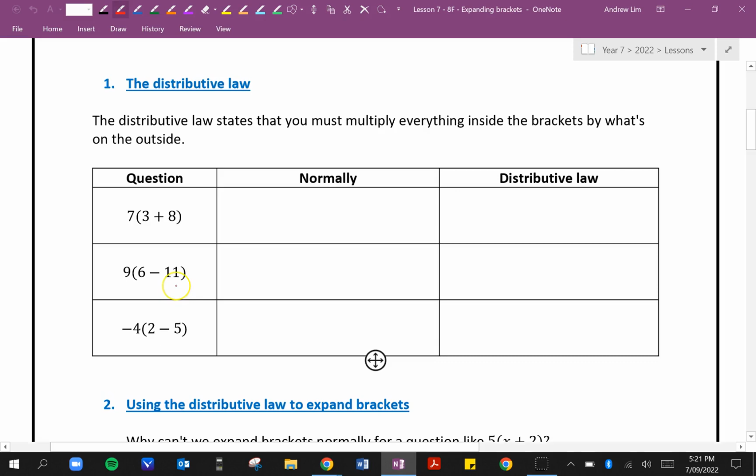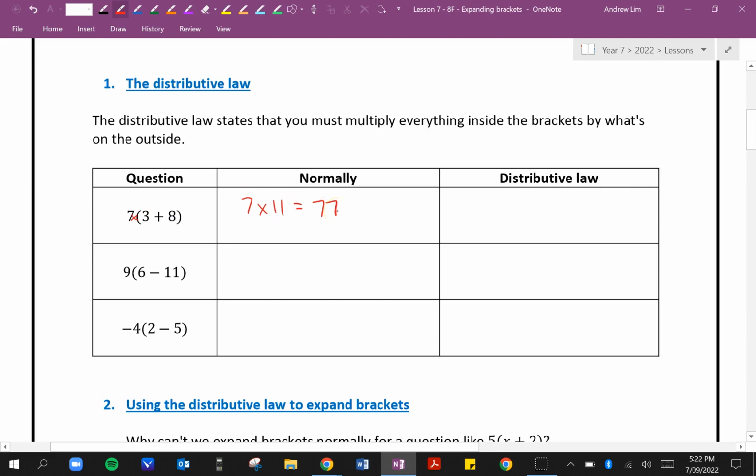So normally, we've got these questions, right? 7, times, 3 plus 8. Normally, we have to do brackets first. So 3 plus 8 is 11, so technically we've got 7 times 11, which is 77.